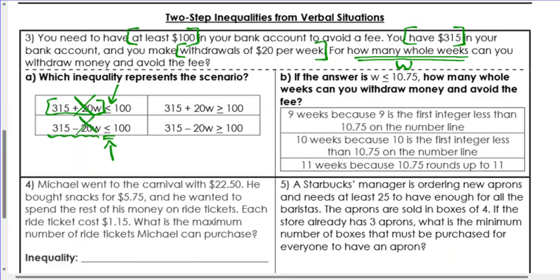We want it to be bigger than 100. So it's got to be one of these two with the inequality sign pointing towards the 100, showing that the money that we have in the account is bigger than 100. So now we're just deciding, is it a plus sign or a minus sign? So we start out with $315. That's the amount that we start with, and we're withdrawing $20 per week. So each week we're going to lose $20 from that 315. That's why it has to be subtraction. It's 315 starting out in the account, and then we're taking away $20 each week, and we want that amount to be greater than or equal to 100 so we don't get charged a fee.